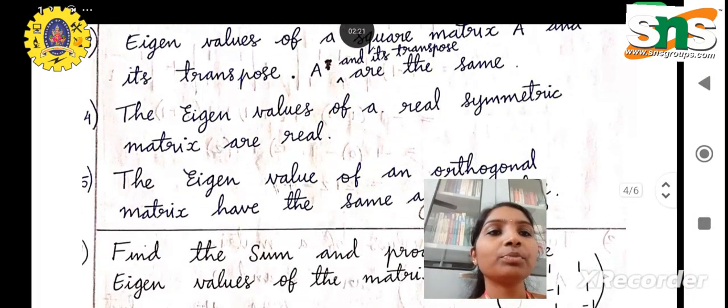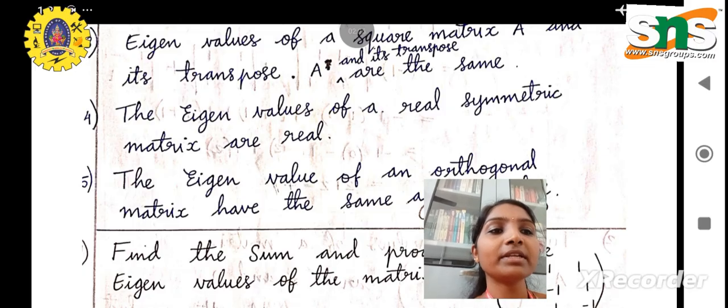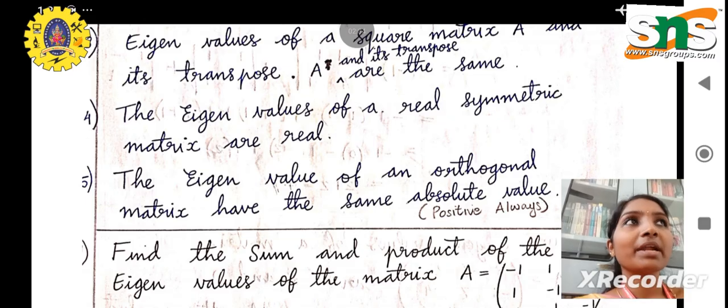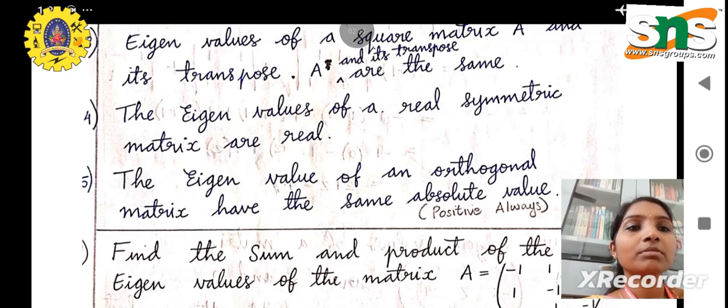The fourth property is that the eigenvalues of a real symmetric matrix are real. Real symmetric matrix means the values are all real, and symmetric means the upper triangular part will be equal to the lower triangular part. In the fifth property, the eigenvalues of an orthogonal matrix have the same absolute value, which means the eigenvalues of the orthogonal matrix will have the same absolute value, which is always a positive value.